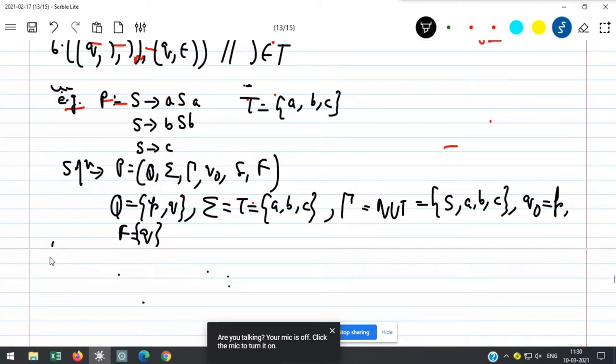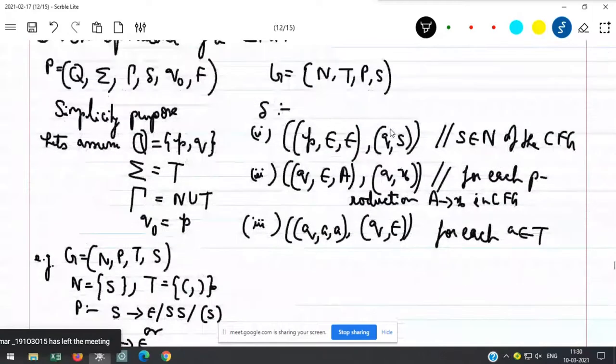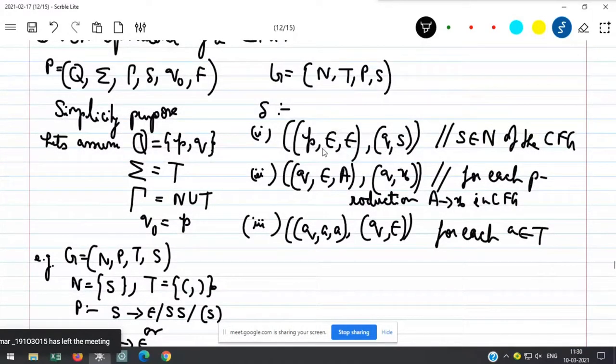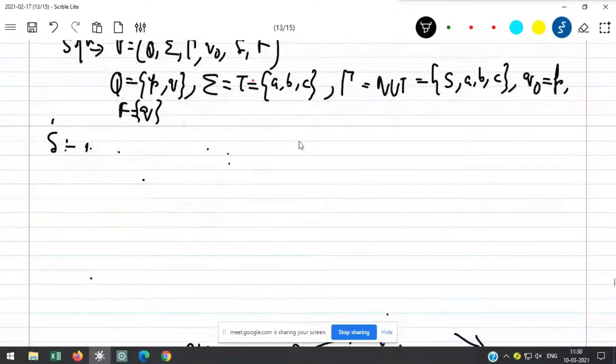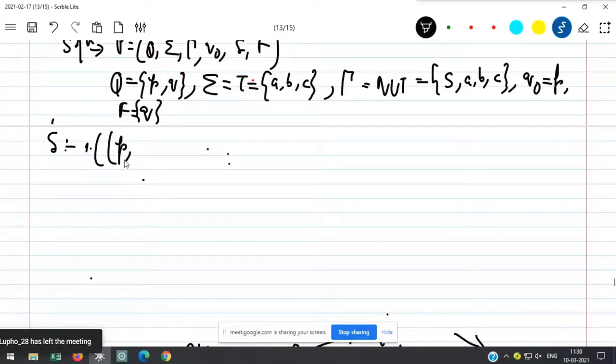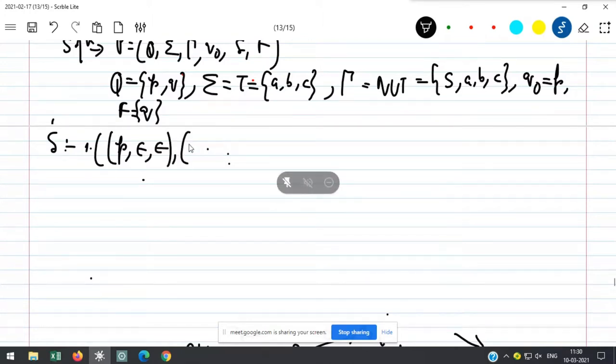So let me just start writing the transition function. So number one, as per the rules, initially we are considering that everything is empty and then we are shifting state from P to Q and then pushing S inside the stack. So we'll be doing the same for this one also. 1 is equal to initially at P input tape empty, stack empty, and then we'll perform the transition from P to Q and then push S.